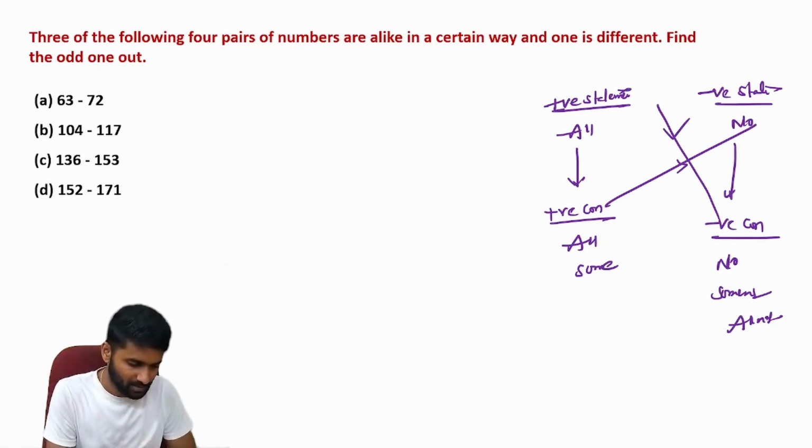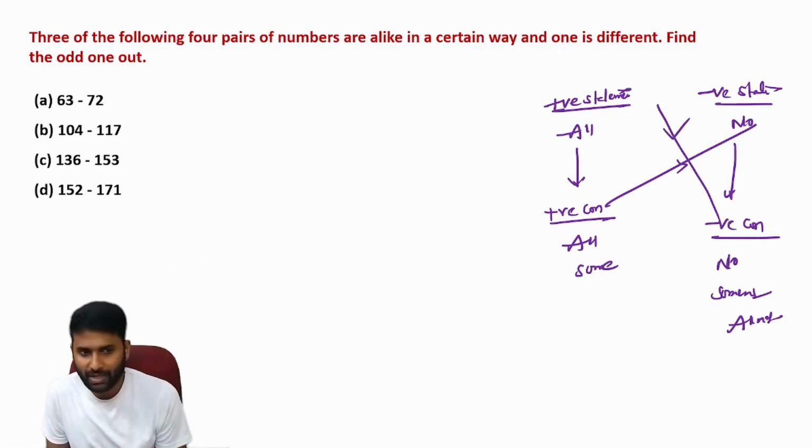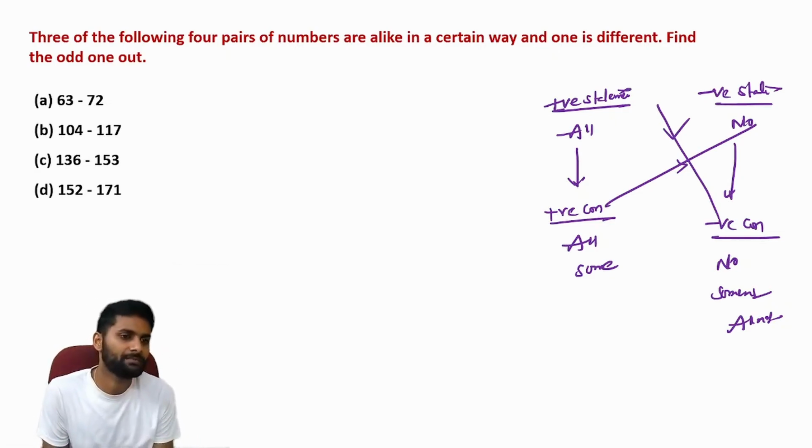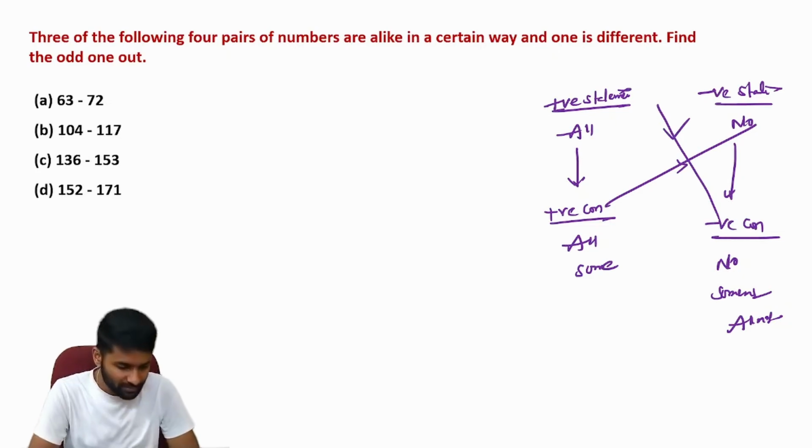Now, tell me what is the odd one out? So Razi, what is the logic here? Why are you choosing 63, 72 as the wrong one? Any specific reason?